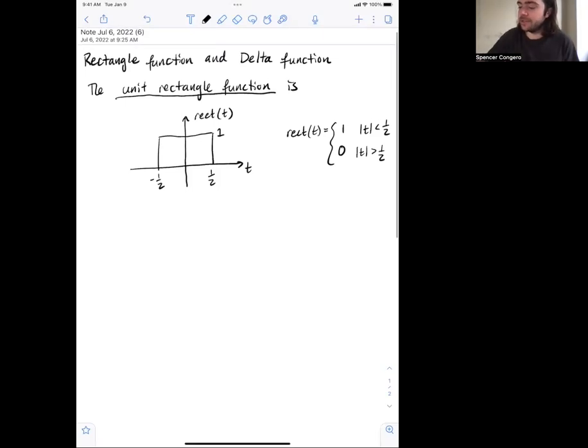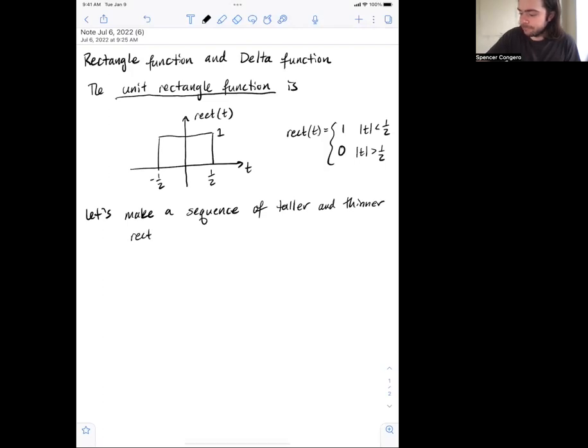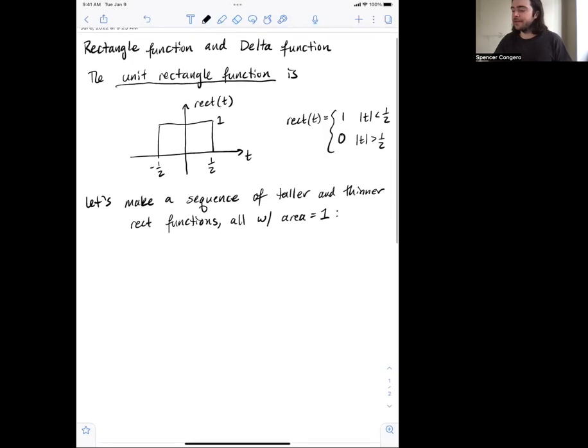Okay, and now what are we going to do with this? Well, we're eventually going to get to this concept of the delta function. And the way we get there is, let's make a sequence of taller and thinner rect functions. And we're going to make sure all of them have area equal to 1. It turns out that's going to be a property we want.